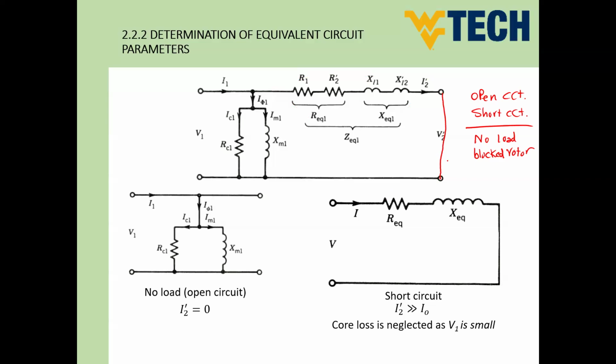If I'm shorting the load terminals, assume that I have a transformer of 2200 to 220 volt. Assume this is a step down transformer. So for this transformer, the secondary is 220 volt, which means the secondary volt referred to the primary side is 2200. So V2 prime is 2200.